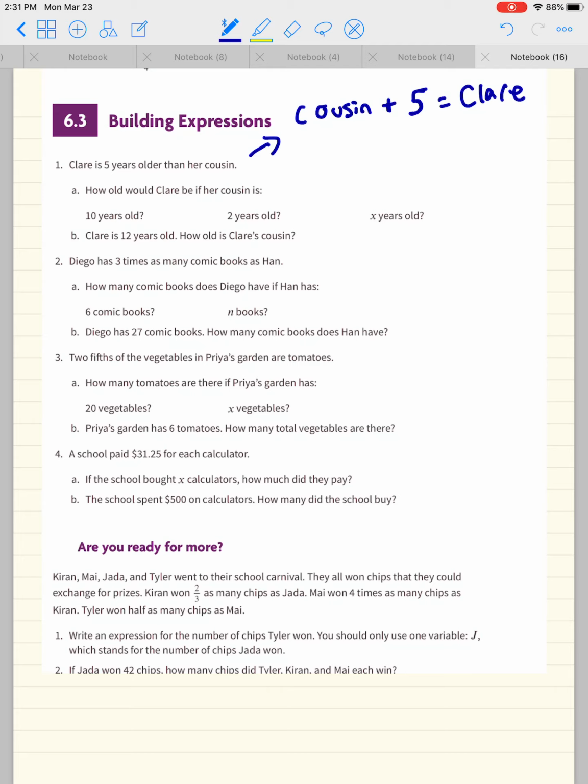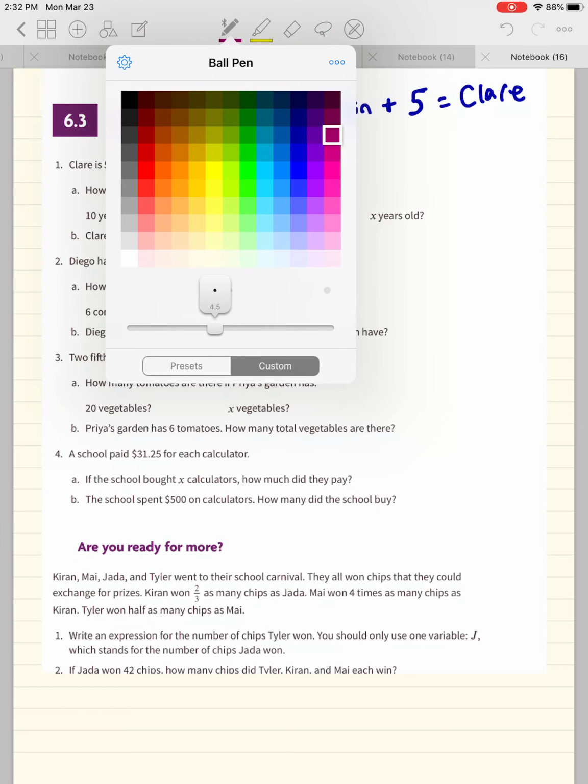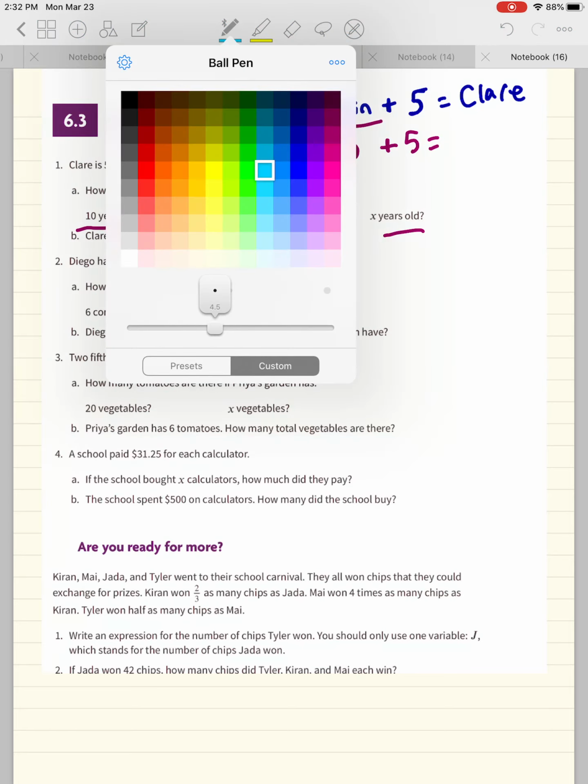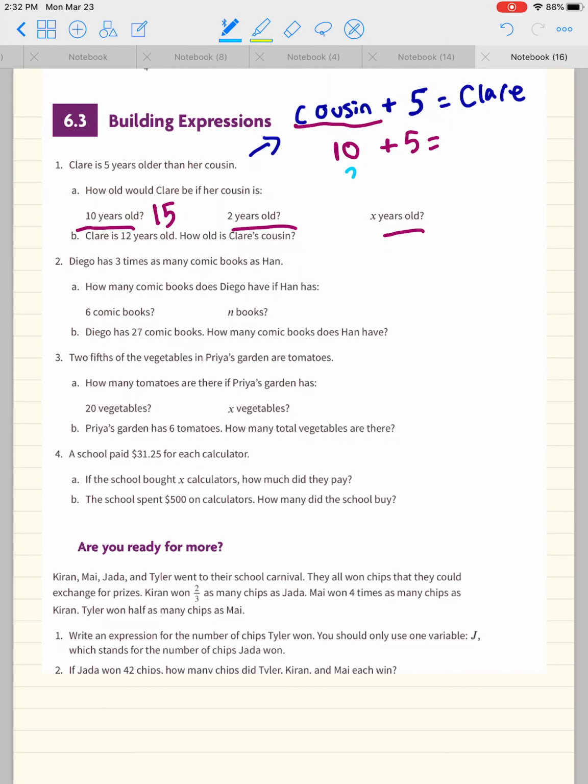Now, it says, how old would Claire be if her cousin is 10 years old, 2 years old, or X years old? So now that I wrote it like this, we can just put these amounts in the place of where her cousin is. So the first one says 10. So 10 plus 5 equals 15. The next one says 2 years old. We can put a 2 plus 5 equals 7.